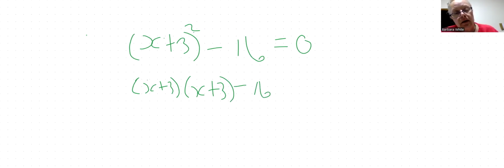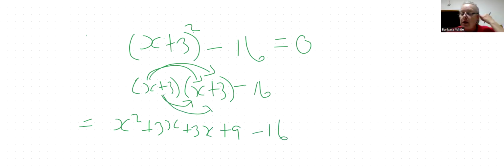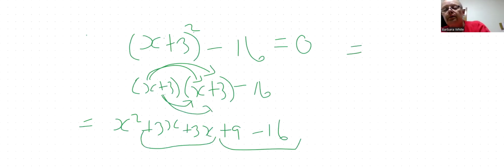Here we go, x squared. Plus 3x. Plus 3x. Plus 9. And don't forget to take away 16 at the end. Okay? Now, we collect all the like terms. We're going to round up all the x's, and we're also going to simplify this part as well. So we're going to end up with x squared. We've got 6 x's altogether. And if I add 9 and take 16, I have got a net minus 7.